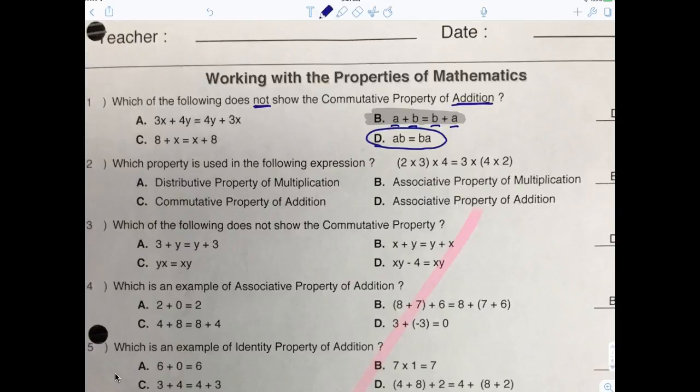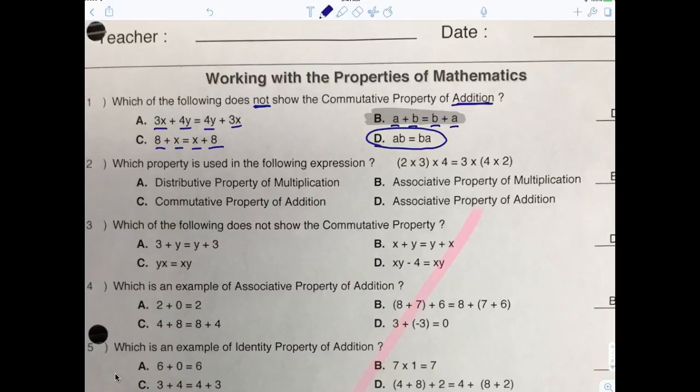Come on, you guys got to pay attention now. All right, we rushed through this on Friday, so I got to go back and kind of review. So notice on A, does everybody understand how the order is different? 3x plus 4y, 4y plus 3x, right? Anytime the order changes, like 8 plus x is equal to x plus 8, it has to do with the commutative property. Happy?